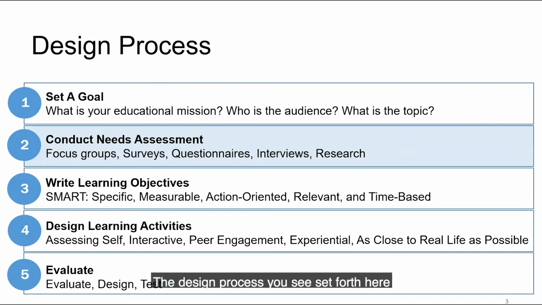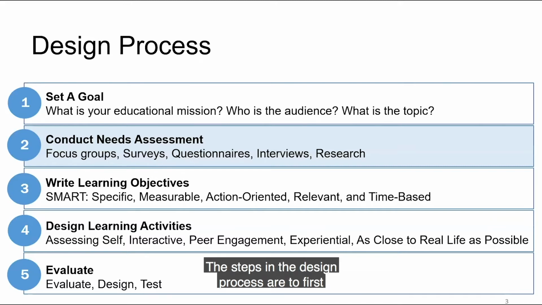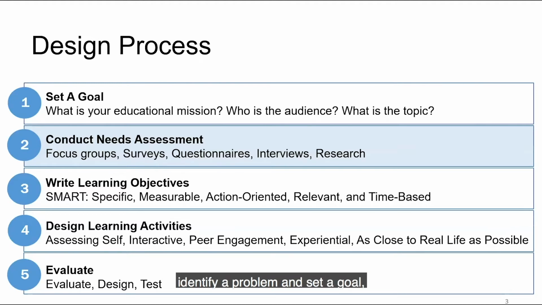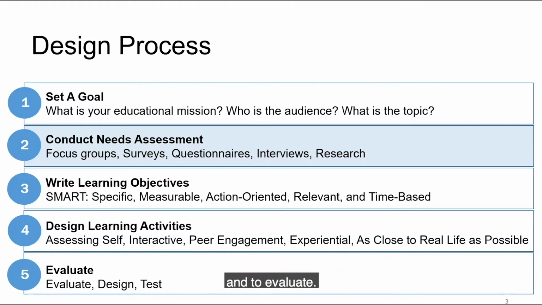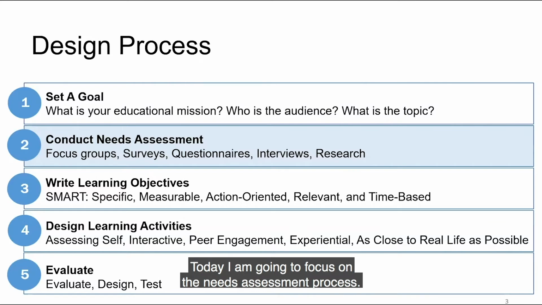The design process you see set forth here takes these priorities into account. The steps in the design process are to first identify a problem and set a goal, to conduct a robust learner needs assessment, to write SMART learning objectives, to design interactive and engaging learning activities, and to evaluate. Today, I'm going to focus on the needs assessment process.